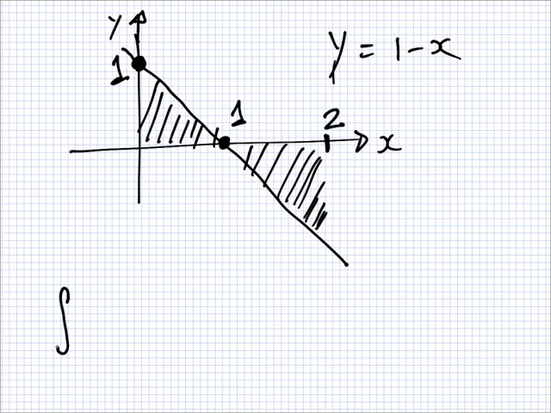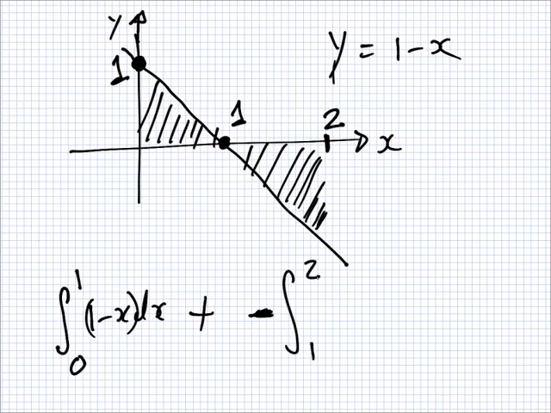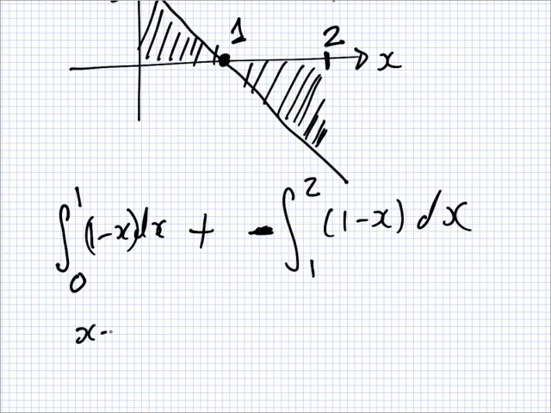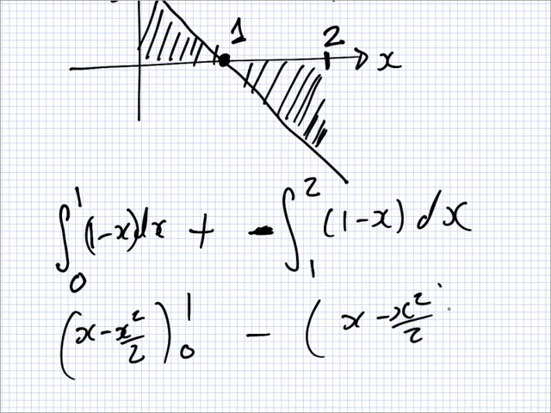So what is the first integration? From 0 to 1 of 1 minus x, plus negative, from 1 to 2 of 1 minus x. You don't need to write the plus. I'm just thinking about it as this area plus this area. Okay. Right. So let's integrate here. So this becomes x minus x squared over 2, 0 to 1. And this one here becomes x minus x squared over 2, 1 to 2.